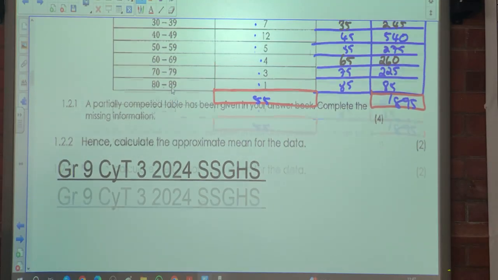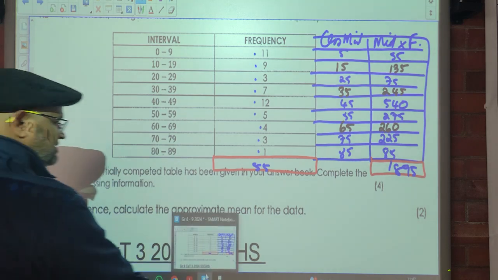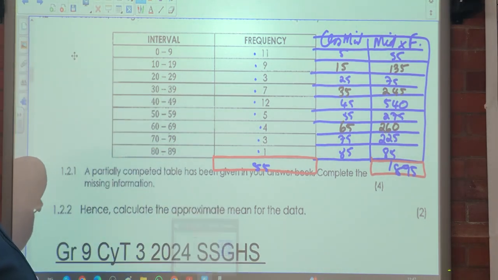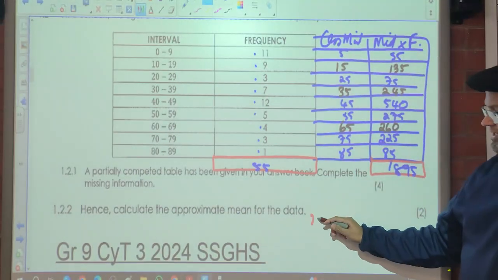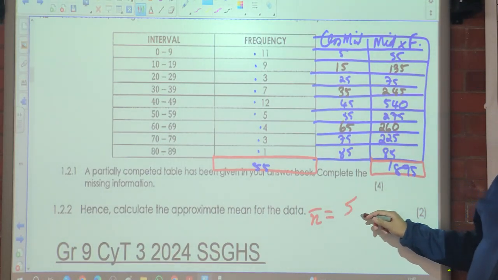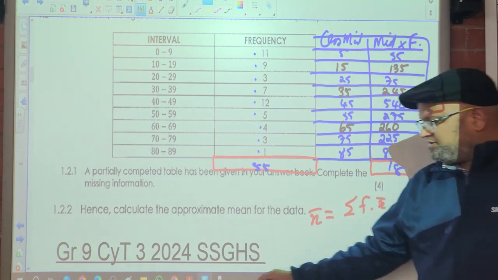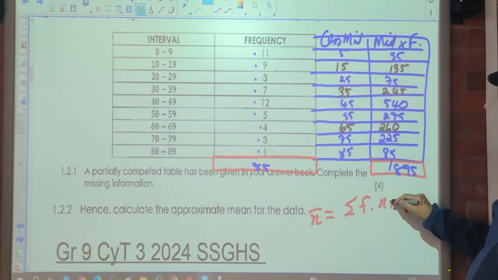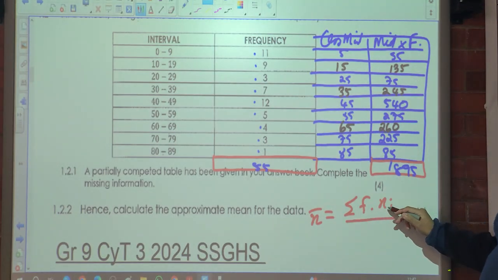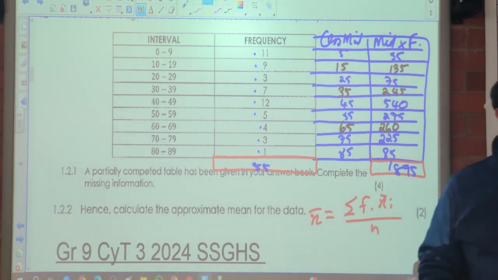1.2.2. Hence calculate the approximate mean for the starter. How do you calculate mean? The sum of all the numbers divided by the number of numbers. But since it's from the distribution table, your mean would be the sum of the frequency times your class midpoint. I think it's called xi if I'm not mistaken. I could be wrong here. The class midpoint over the number of people there are in total.